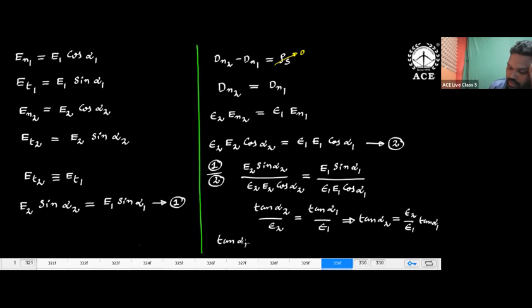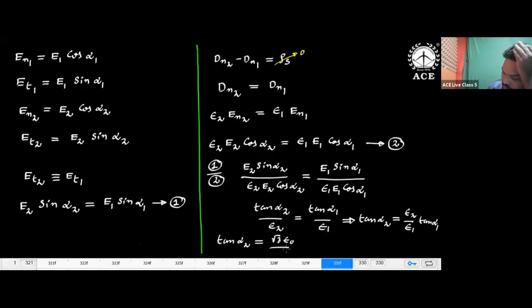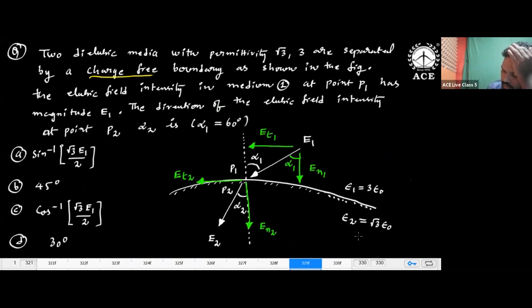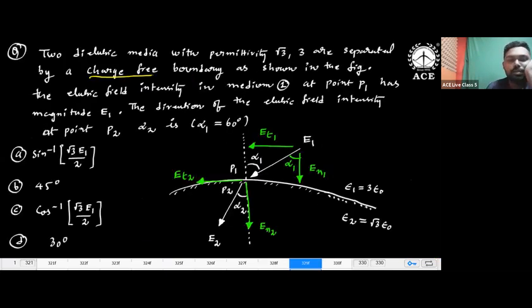Just substitute all the values. Epsilon 2 by epsilon 1. What is epsilon 2? Square root of 3 epsilon naught, over 3 epsilon naught, into tan of how much, 60 degrees. So here it is 1 by root 3 into root 3, which is equal to 1. So alpha 2 is equal to 45 degrees is the answer. So option B is the answer.